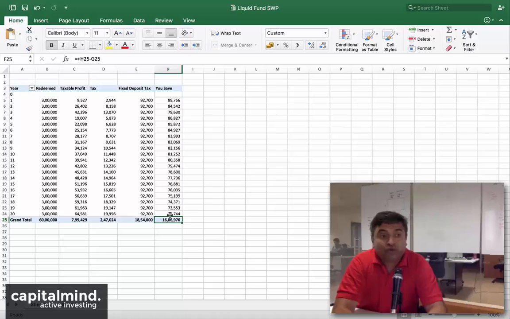Beat this, your corpus of 50 lakhs is still safe. It's still sitting with a liquid fund. You can get out of that anytime you want, just like a fixed deposit, and you don't have to worry about it.